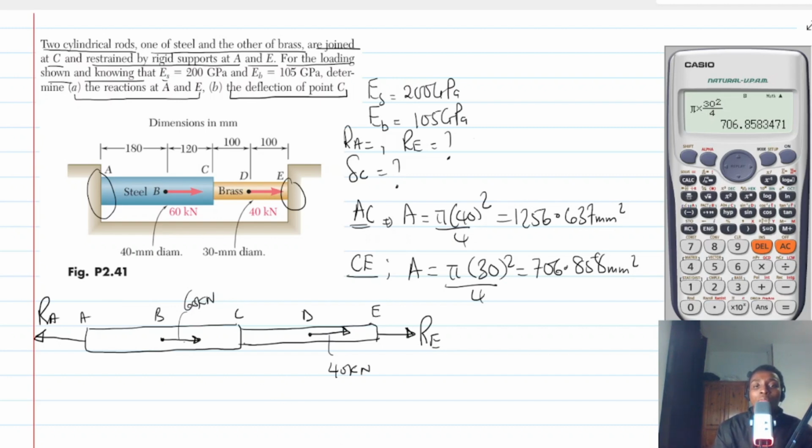Now we have to find, first of all, so the question said we should find the reactions at A and E, but we need to start from somewhere. So let's begin by finding the deflection in AB. So the deflection in AB, the deflection in the steel, that's what I want to say. So AC, the deflection in the steel will be the load times the length over area times the Young modulus for steel. Okay, let me just go straight forward.